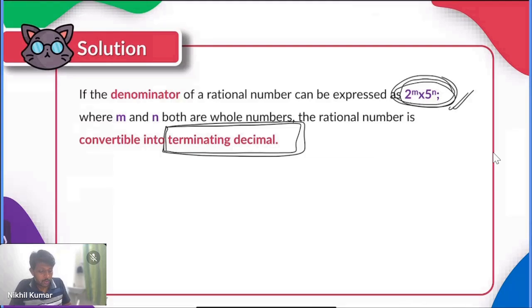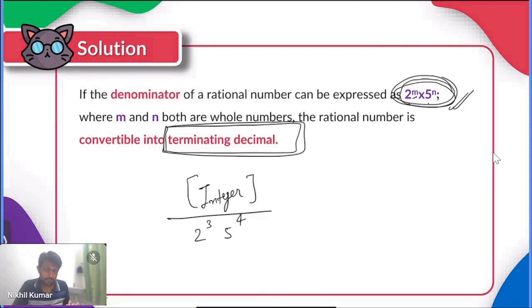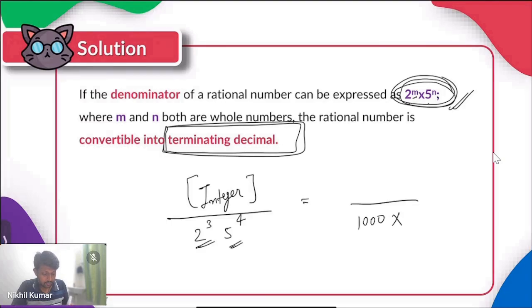See, 2 to the power m and 5 to the power n. If the denominator is of this form, let's say 2 cube and 5 to the power 4, and I'll have any integer, right? This is a rational number. Yes, sir. 2 cube, and I'll take 5 cube from here. 2 cube into 5 cube. What is that going to be? 125 into 8.